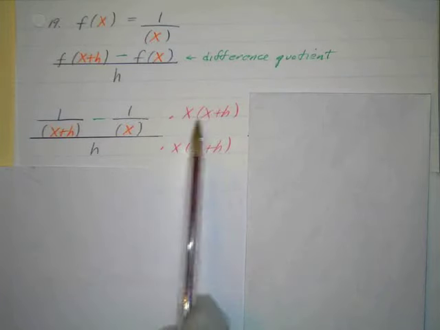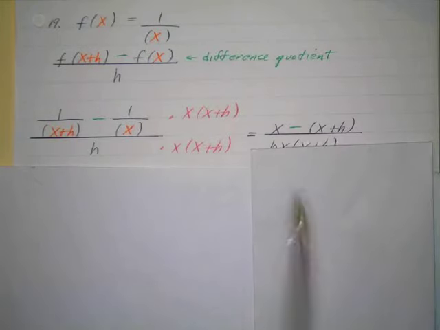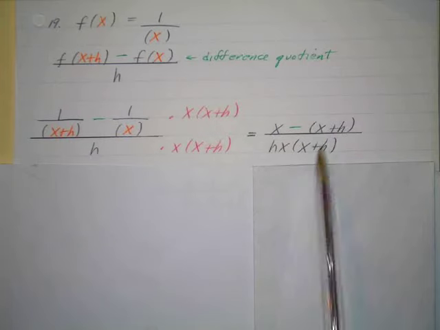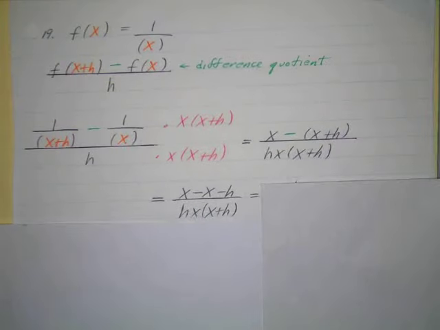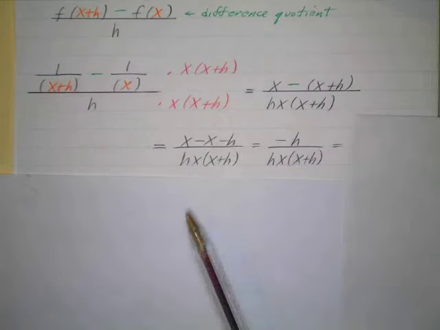so I have an x. Here the x's cancel, I got an x plus h. And there's a negative there, so don't forget that negative. All over just this product in the bottom. And then we'll simplify this. It's going to be x minus x plus h, all over h times x times x plus h. And the x's cancel, so I've got negative h.